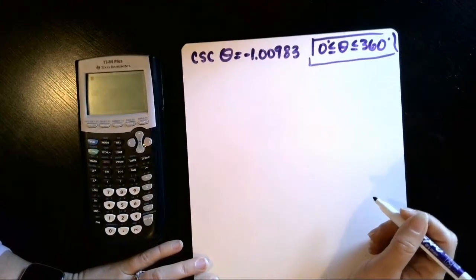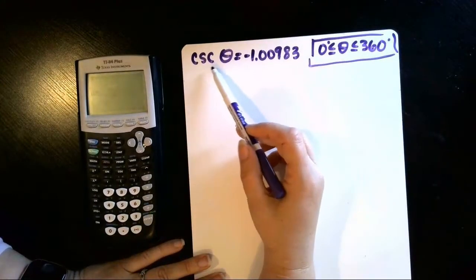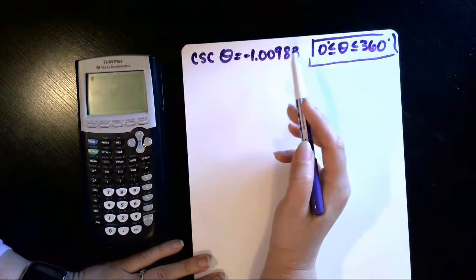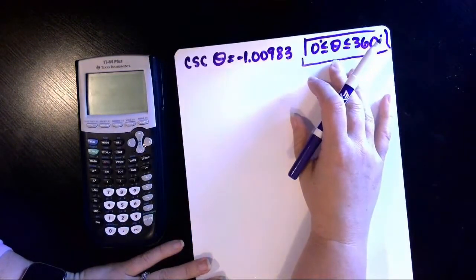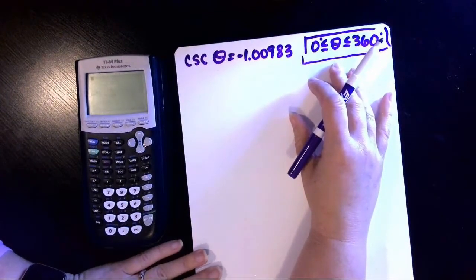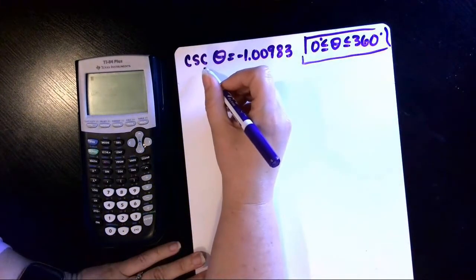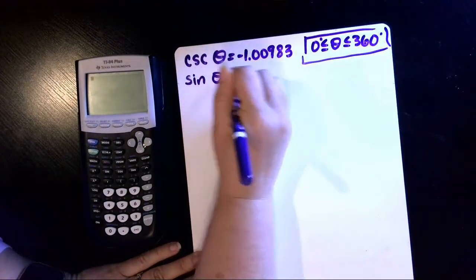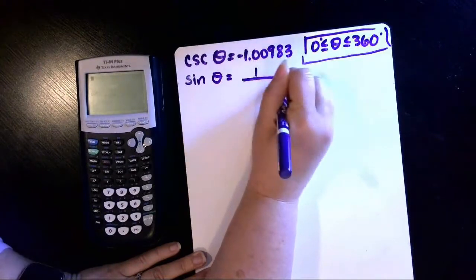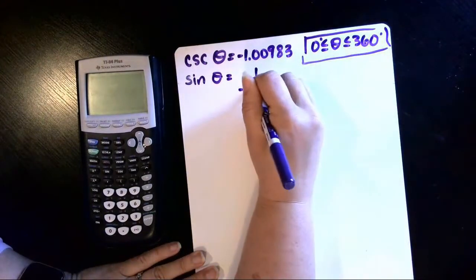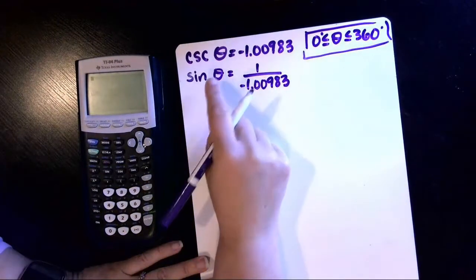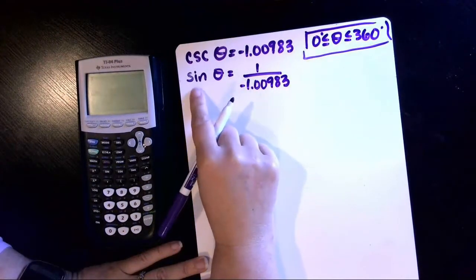Okay, if we want to solve this trig equation, cosecant of theta equals negative 1.00983, and we want to find two answers between 0 and 360 degrees. The first thing that we need to remember is that cosecant function is the reciprocal of sine. So the sine of theta is equal to the reciprocal of negative 1.00983. And to get theta by itself, we have to undo the sine function, and that means an inverse.